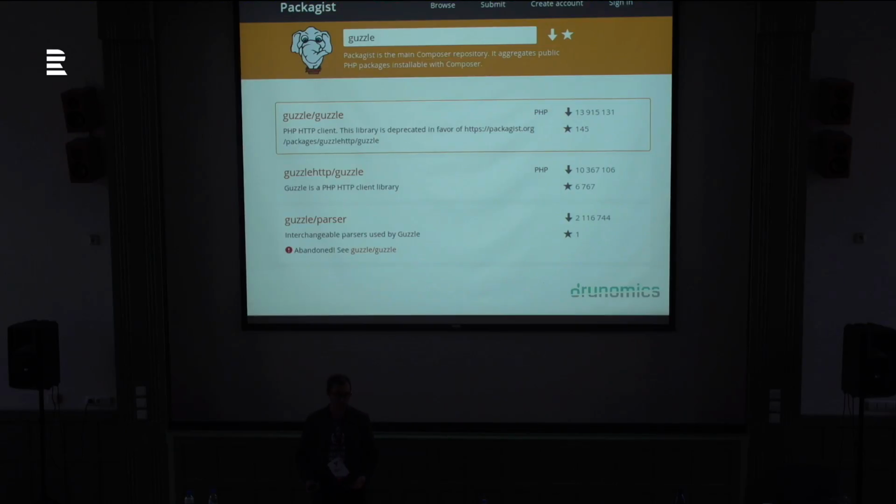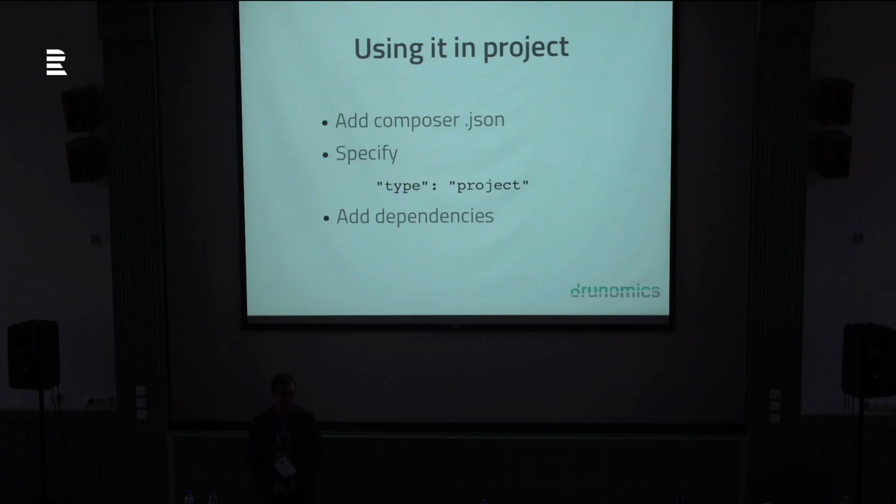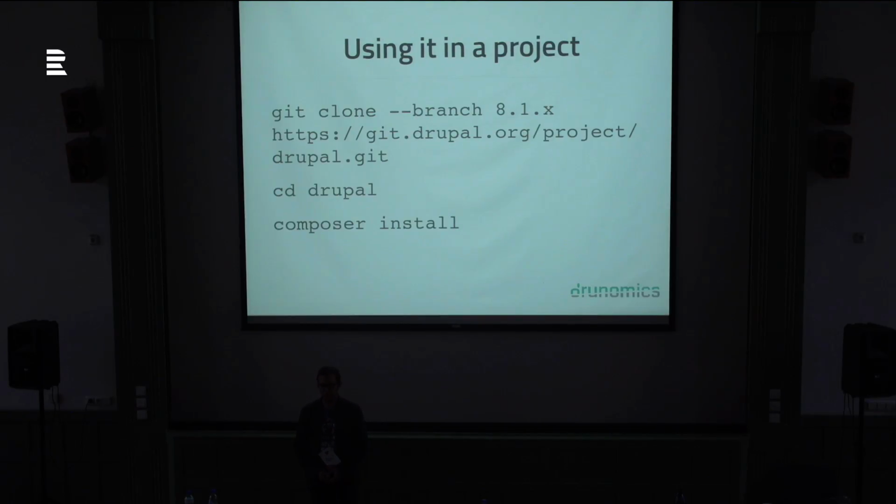That's packagist.org. As I mentioned, you can find the packages there. Using Composer in a project works the same way. You add a composer.json, and in the composer.json you can specify the type. You just say type project. That way, Composer knows it's not a library, but a whole project. Then you add your dependencies the same way. For example, Drupal 8 uses Composer, so you would just clone Drupal and run composer install, which will fetch all the dependencies.